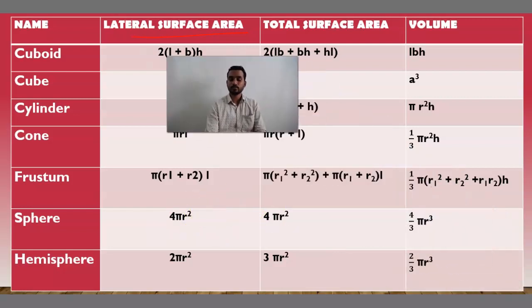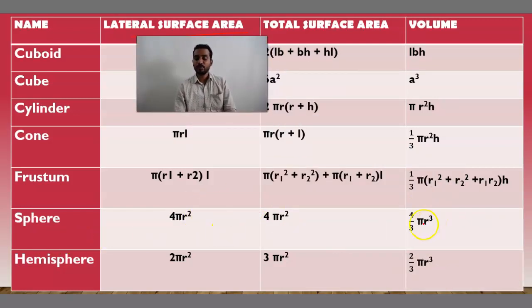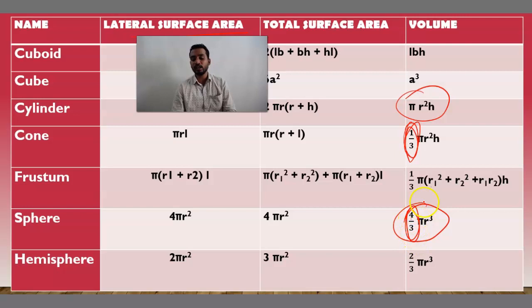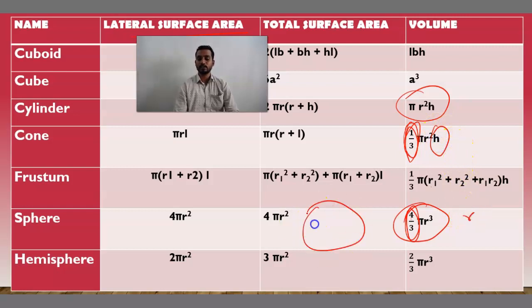Done? Now sphere volume. See here, for a cone it is 1 by 3 pi r square h. For the sphere, volume means 4 by 3. Instead of 1 by 3, we are writing 4 by 3, 4 parts. 4 by 3 pi r square, but here we are writing pi r cube. Why? Because here height also we consider as radius. In this circle, can you see this height is nothing but radius. So this also will be considered as r. H is also considered as r.